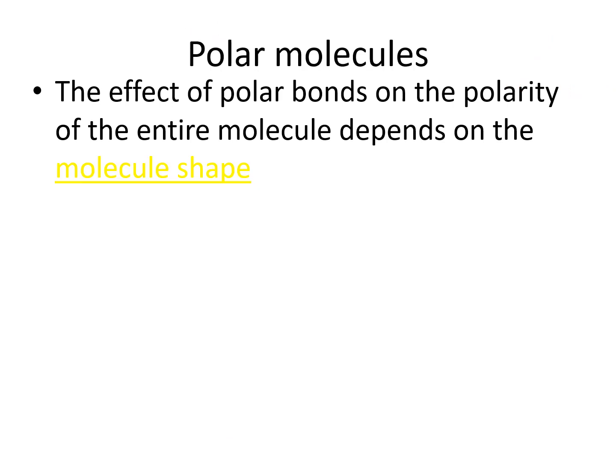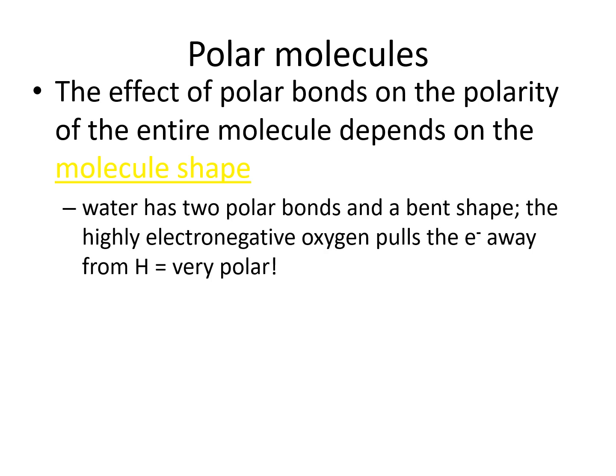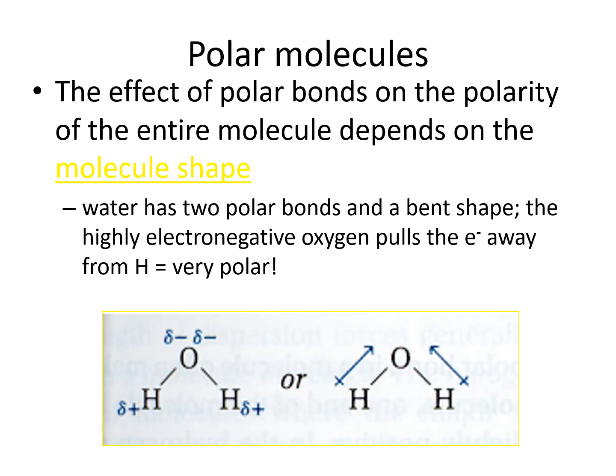So for polar molecules, the effect of polar bonds on the polarity of the entire molecule depends on the molecular shape. That's one we discussed: water has two polar bonds and is a bent shape. The highly electronegative oxygen pulls the electrons away from the hydrogen, so it's very, very polar. I kind of already showed you this one. From O to H is a polar bond, but the entire molecule would have an overall net dipole going up. And oxygen is very electronegative, pulling those electrons toward it.